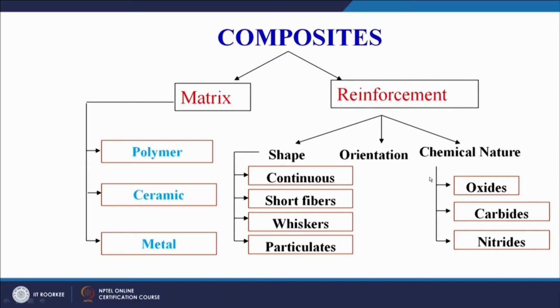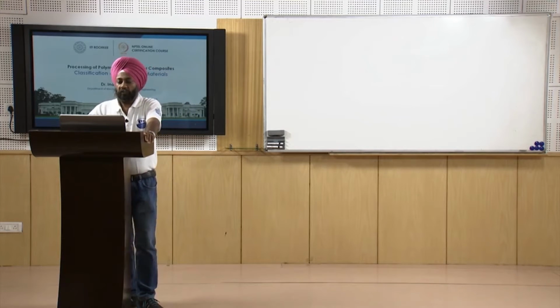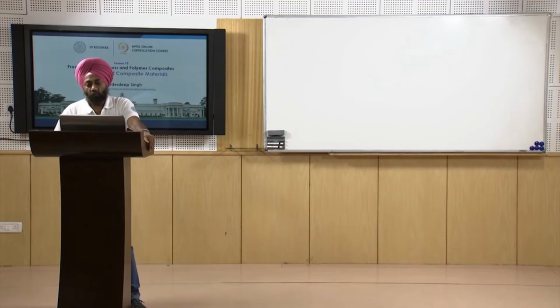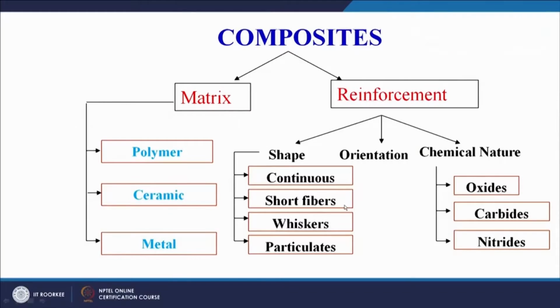But based on reinforcement also there is a classification. We can classify them based on the shape of the reinforcement. The shape can be continuous, with long fibers running in the polymer matrix or long fibers running in a metallic matrix. That is one thing. Then you can have short fibers. In many applications, especially the injection molding machine is used for making short fiber reinforced polymer composites. So you can have reinforcement in the form of short fibers.